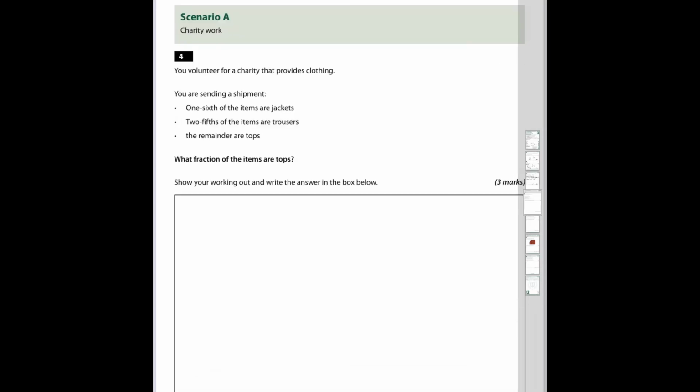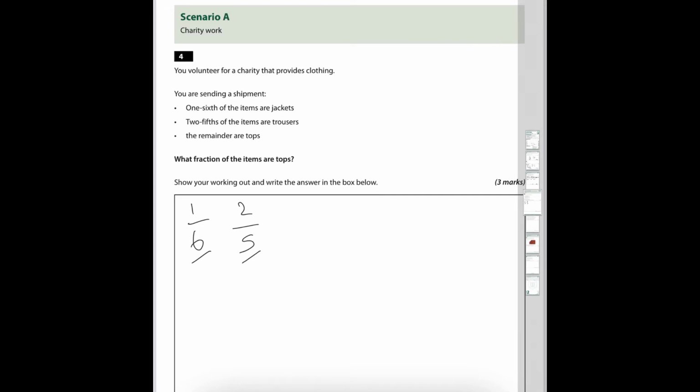Question 4. You volunteer for a charity that provides clothing. You're sending a shipment. 1/6 of the items are jackets, 2/5 of the items are trousers, and the remainder are tops. What fraction of the items are tops? So we've got 1/6 of jackets. We've got 2/5 of trousers. So what we want to do is work out a fraction that will put these two together. Now the easiest way is to find a common number between these two.